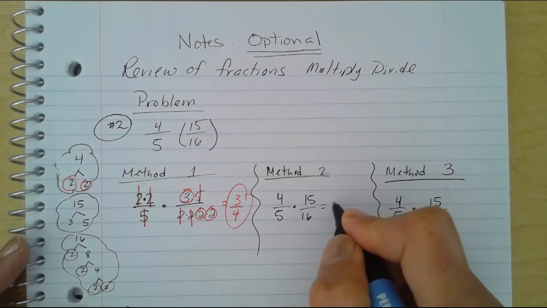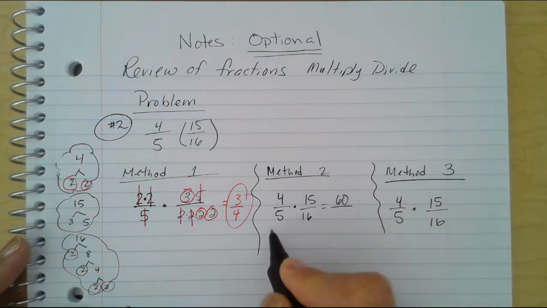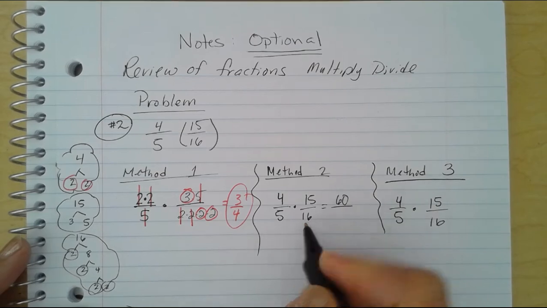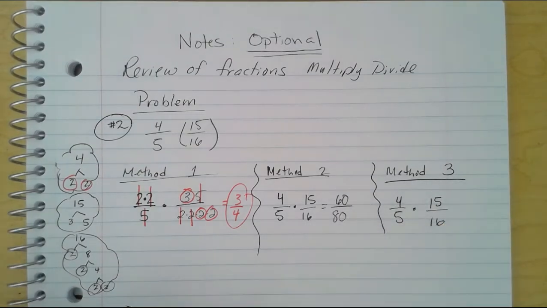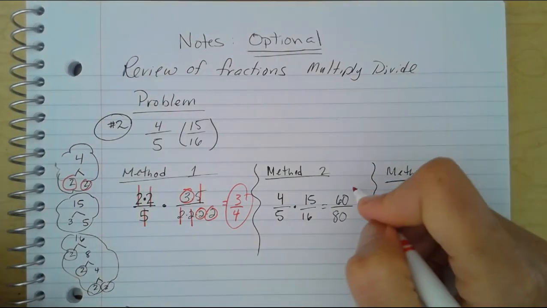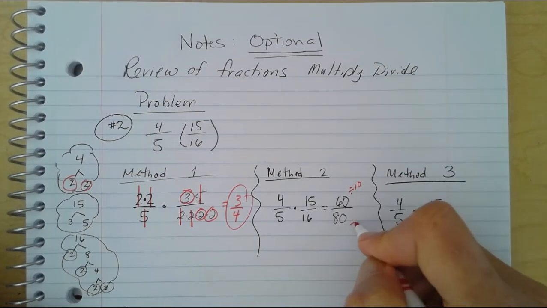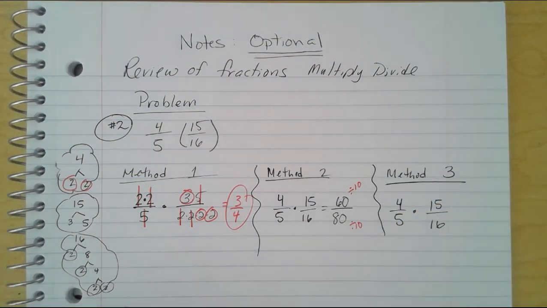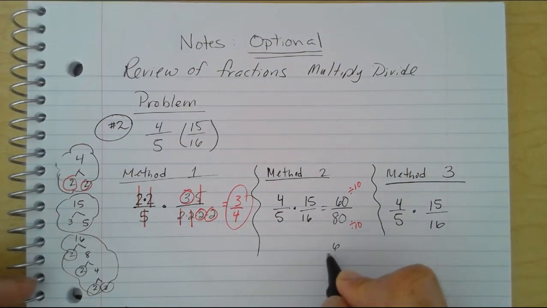Another method of doing this that your teacher might have had you do is just multiply straight across. 4 times 15 is 60, and 5 times 16 is 80. And then I just reduce that. I can divide by 10. Whatever I do to the top, I have to do to the bottom. And when I divide by 10, I'd get 6/8.